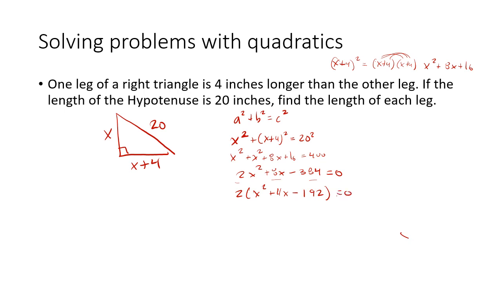So then we can divide everything by 2. And we have x squared, we don't need a parentheses now, x squared plus 4x minus 192 equals 0. I think 192 can factor, it's 12 and 16, I believe. Yeah, okay, so this is going to be x plus 16 times x minus 12 is equal to 0.